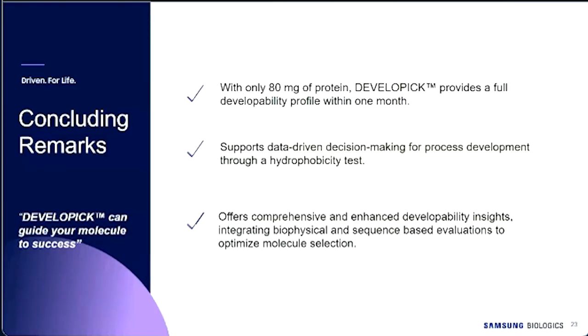So, DEVELOPICK 3.0 can select the best molecule among several candidates using a small amount of protein within a month. Especially, the updated platform has the hydrophobicity measurement method and an enhanced in silico tool. This tool will have even more opportunities to improve in the year to come.